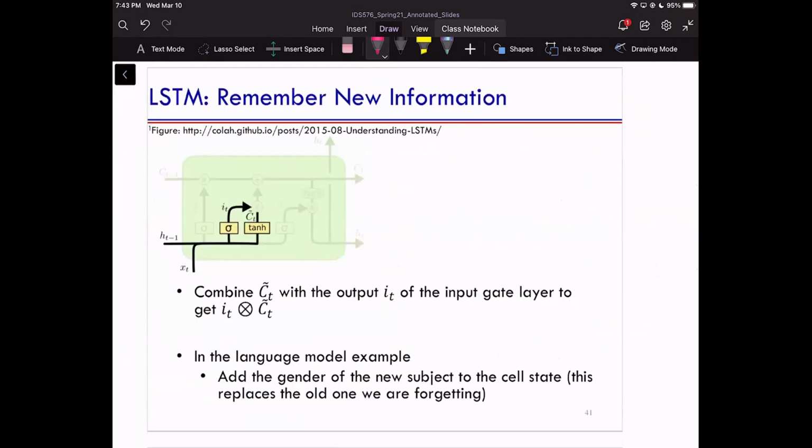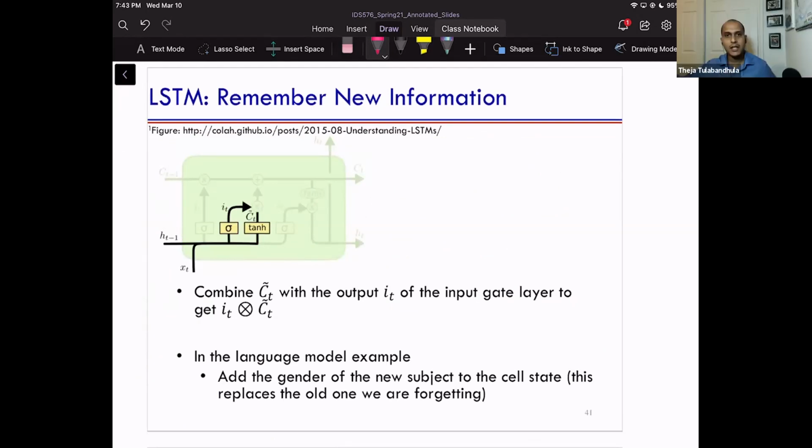Professor, one question. So the tanh usually keeps the value between 0 and 1, right? No, -1 and 1. Okay, thank you.